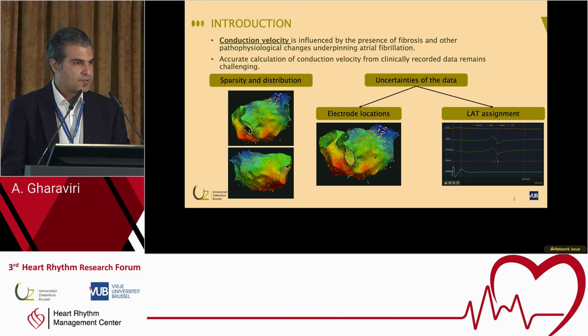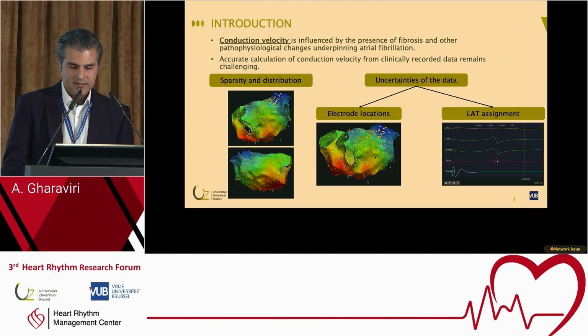So how much is the error? We can expect some errors when the electrode locations are detected, and machines can make mistakes detecting the local activation time. Here in this slide, you can see an example of a recorded electrogram where the machine detected the local activation time not in a very precise way. All of these errors exist during the mapping procedure, and if you want to use this data to analyze them later, they may affect our result.